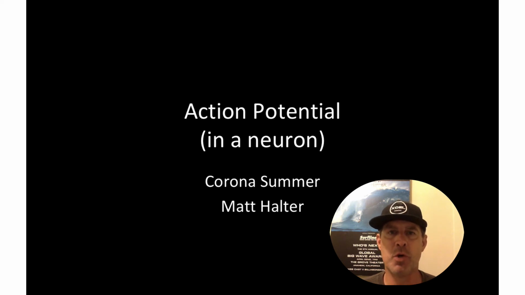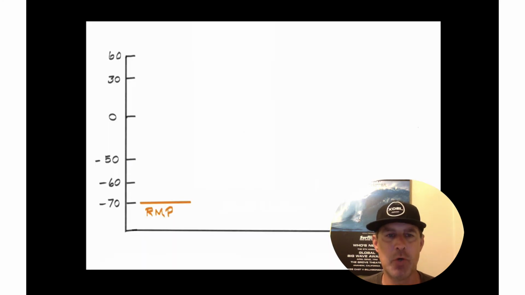equilibrium potential for sodium, which is positive 60, and the equilibrium potential of potassium, which is negative 90, or roughly negative 90. Some textbooks will suggest it's negative 91, negative 93. But for our purposes, we're just going to suggest it is negative 90. Okay, so let's take a look at the graph here.